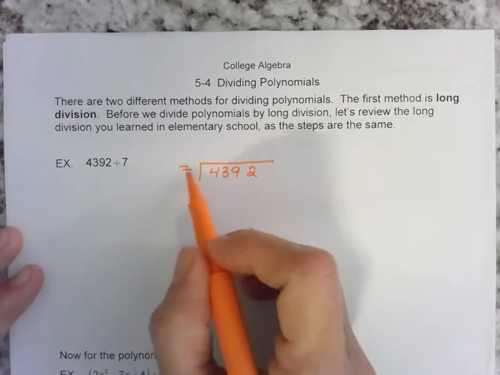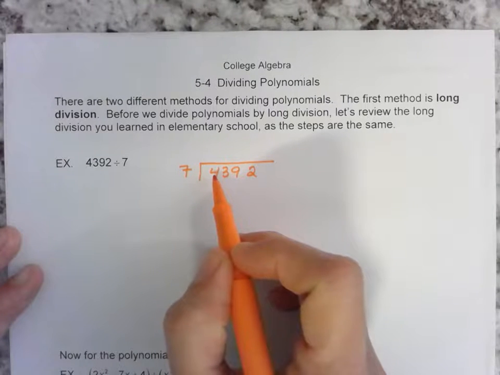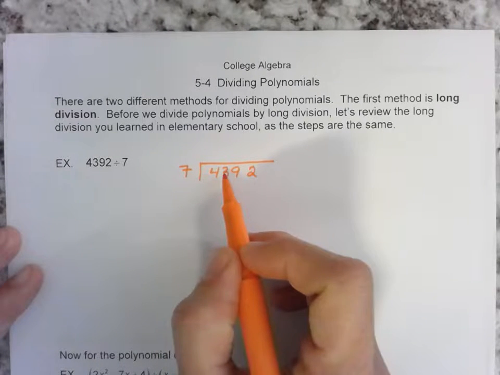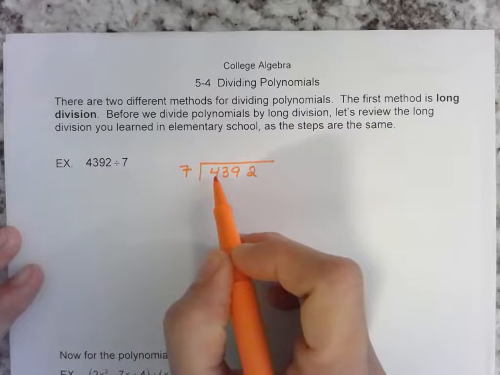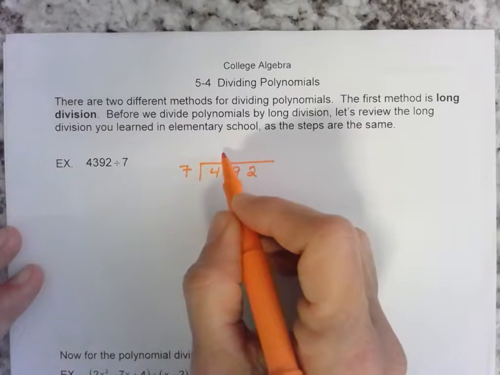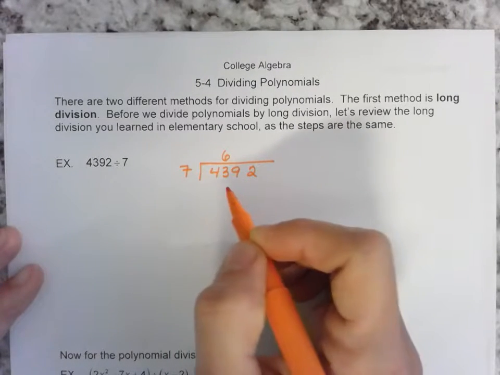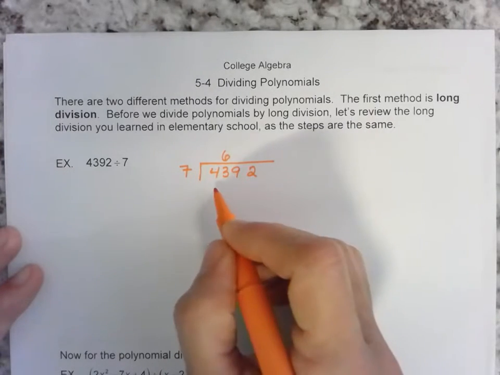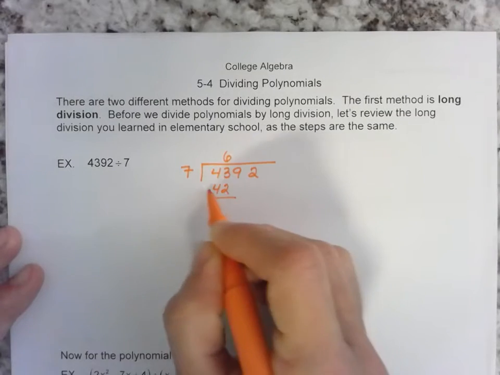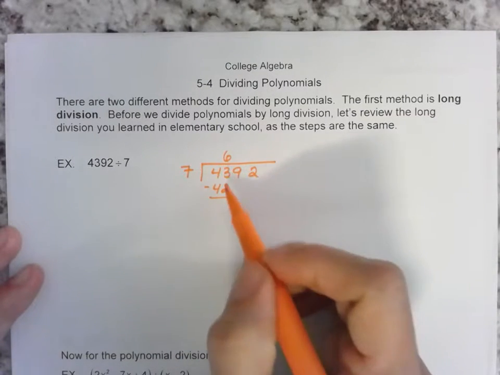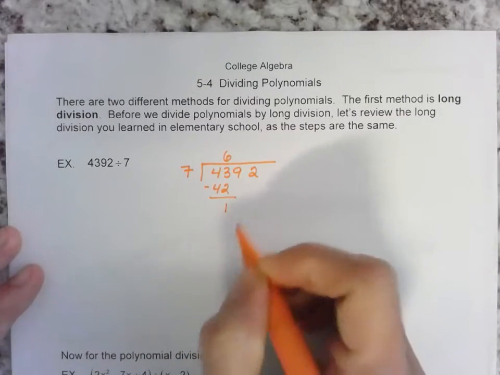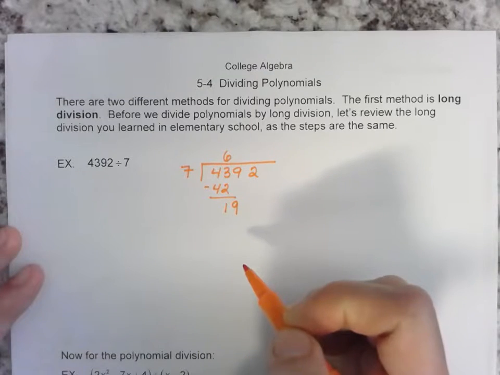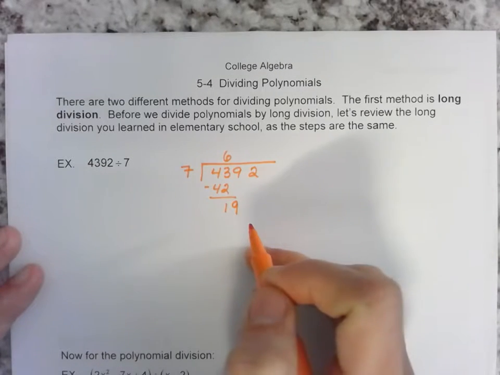So will 7 divide into 4? It won't, so we move to the next number. Will 7 divide into 43? And it will. It will divide into 43 6 times. The next step is always multiply. 6 times 7 is 42. We subtract. 43 minus 42 is 1, and then we bring down the next number. That process you repeat over and over and over.